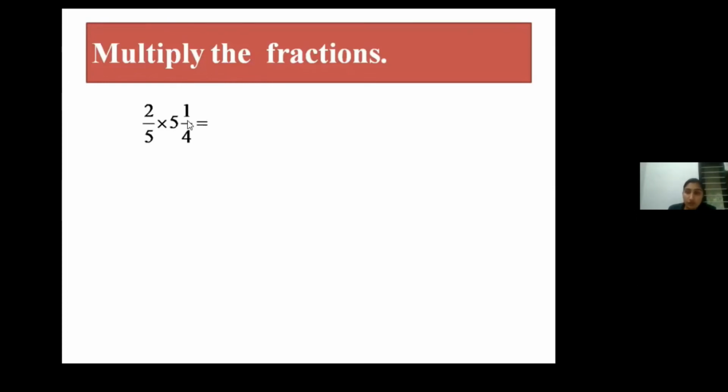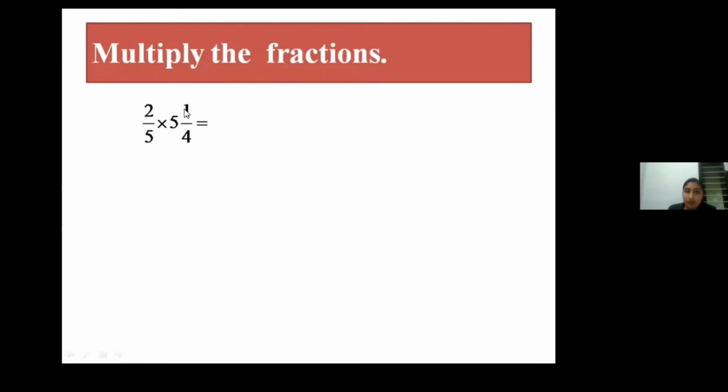We have one formula: whole number into denominator plus numerator, by denominator. Here, in the mixed fraction 5 1 by 4, the whole number is 5. The proper fraction is 1 by 4, where the numerator is 1 and the denominator is 4.